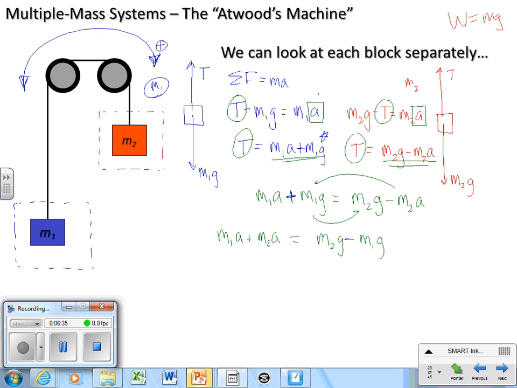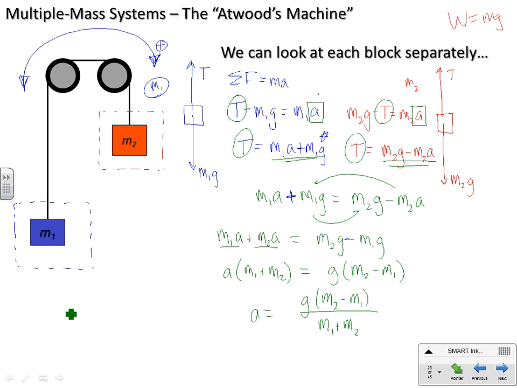Okay, we want to solve for a. Well, we have a in two terms here. We can factor it out of each term. That's a(m1 + m2) equals m2g minus m1g. Well, you know what I'm going to do? I'm going to factor out the g. Okay? So acceleration of the system is g times (m2 minus m1) divided by (m1 plus m2). No numbers, I know. Let's get used to those, right?